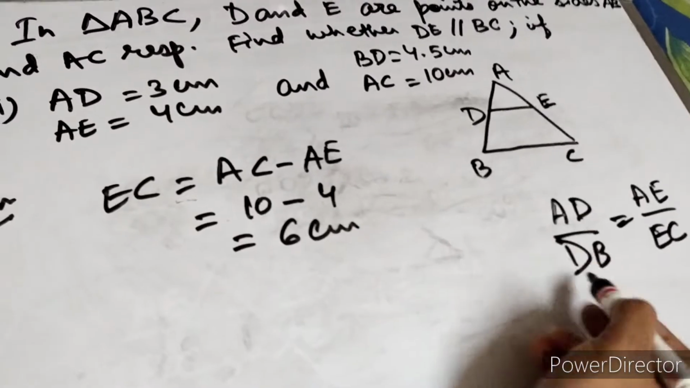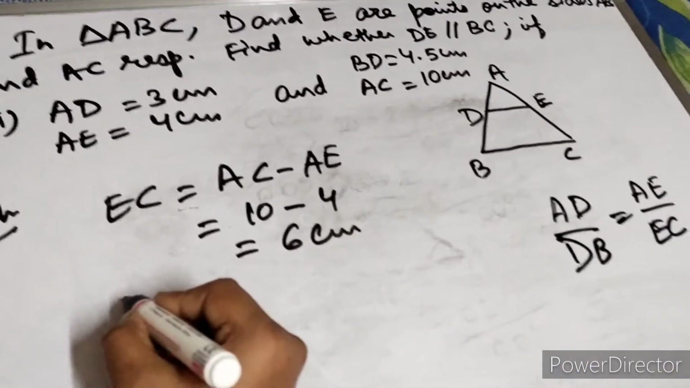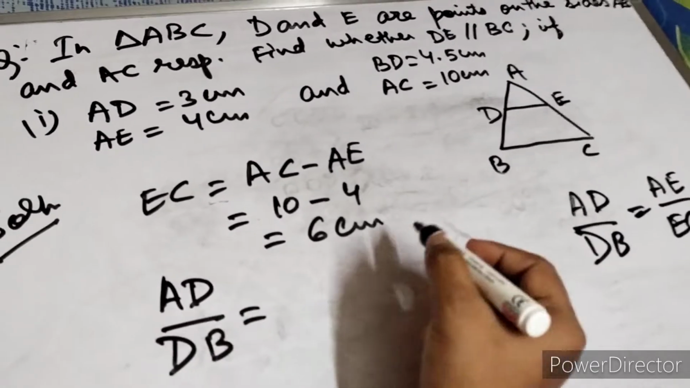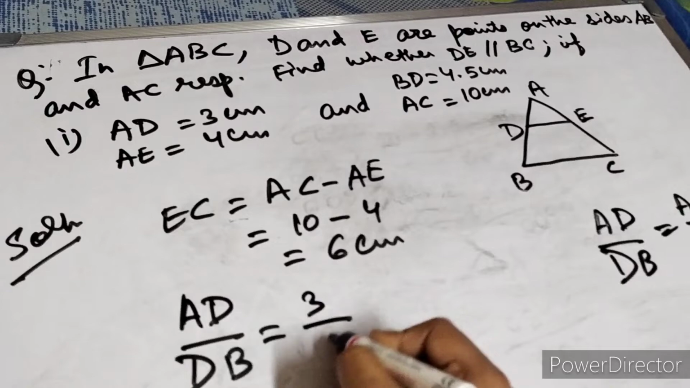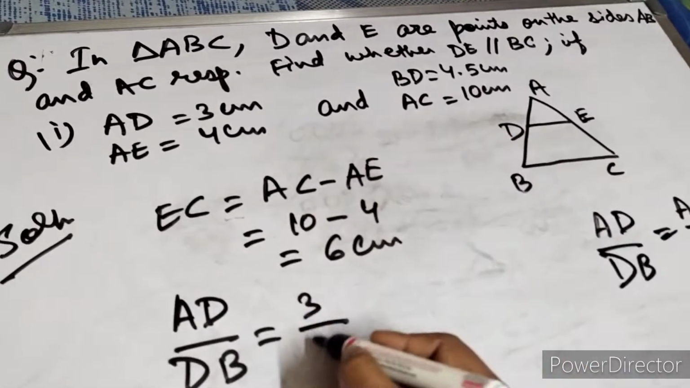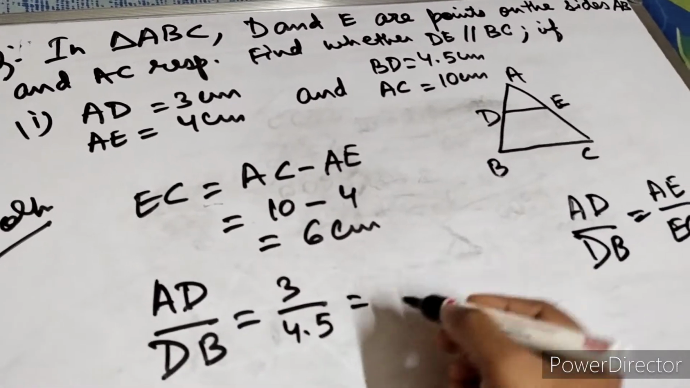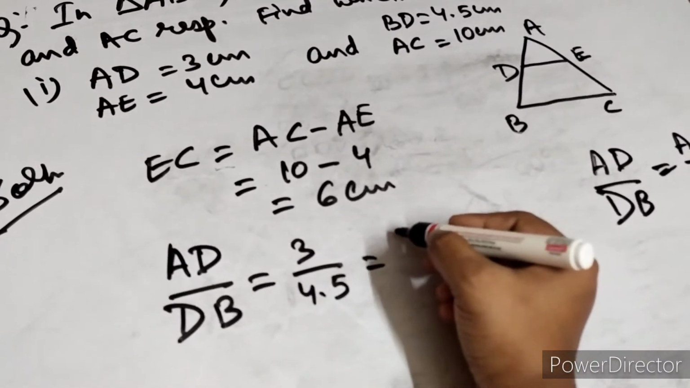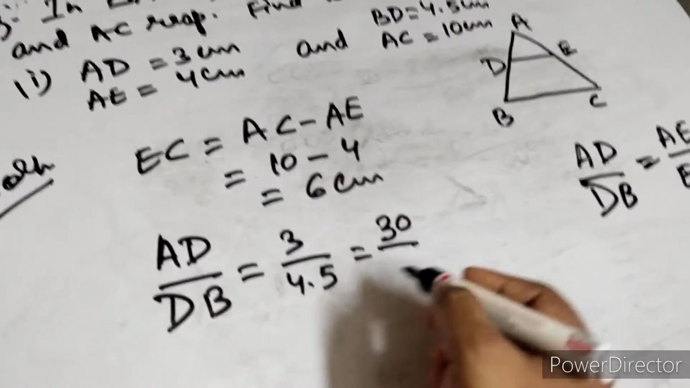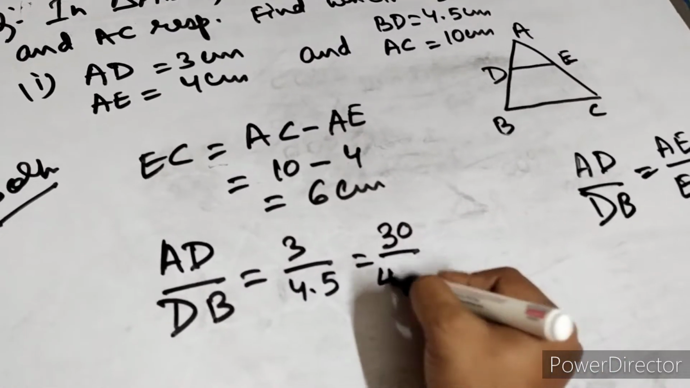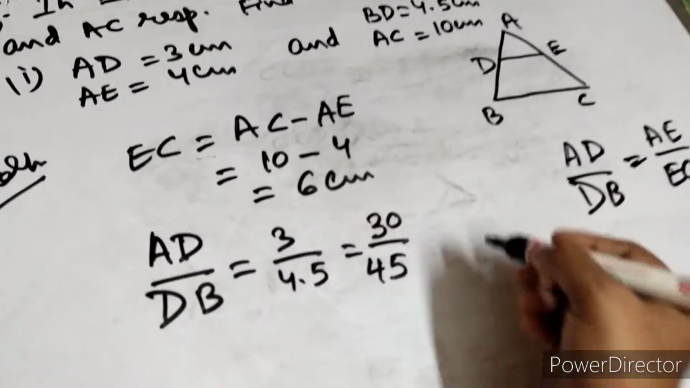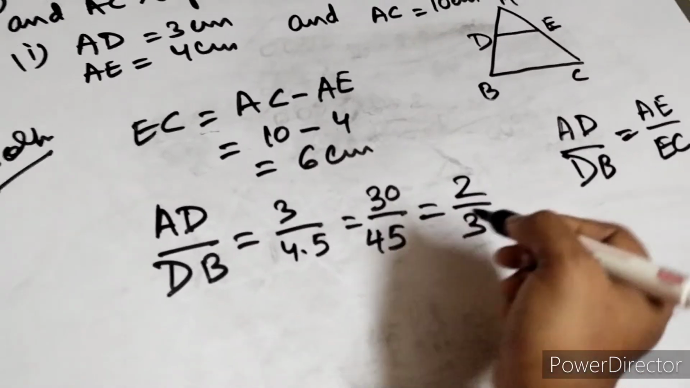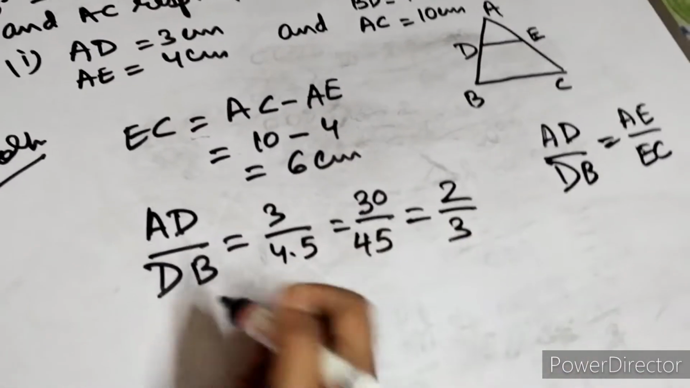Now I will check whether AD by DB is equal to AE by EC or not. Let's check AD by DB. What is AD? AD is 3. What is DB or BD? BD is 4.5. Multiplying both numerator and denominator by 10 to remove the decimal, it's coming as 30 in the numerator, and in the denominator the point gets removed and it becomes 45. So cancel out by 15: 15 into 30, and 15 into 3 is 45. So it's coming as 2 by 3.